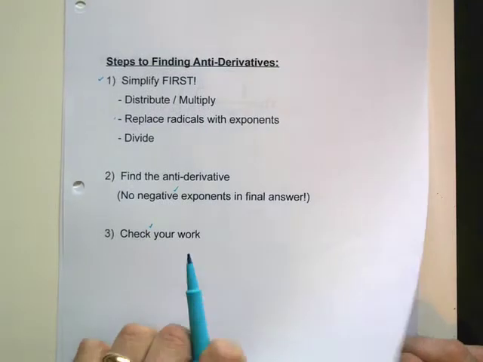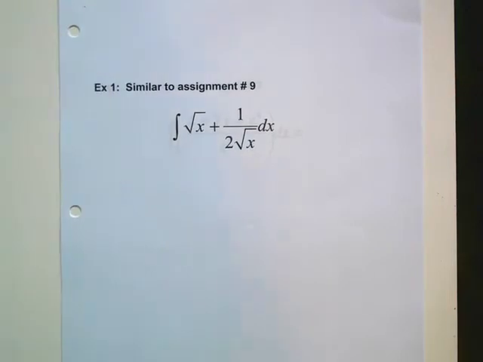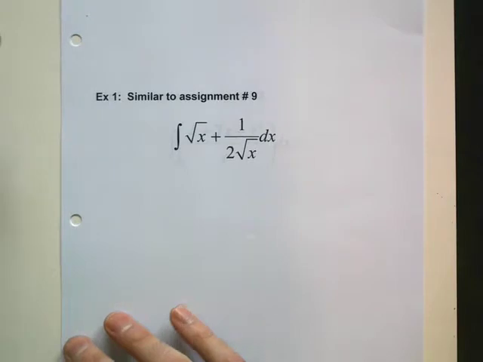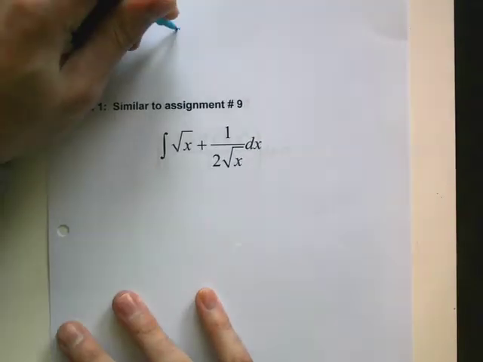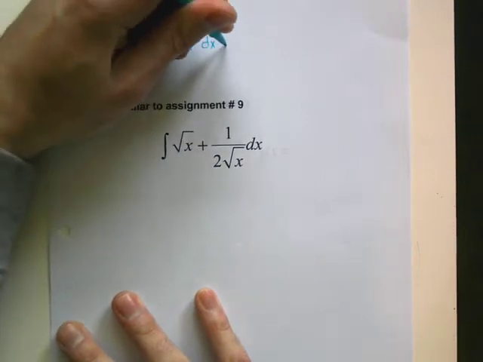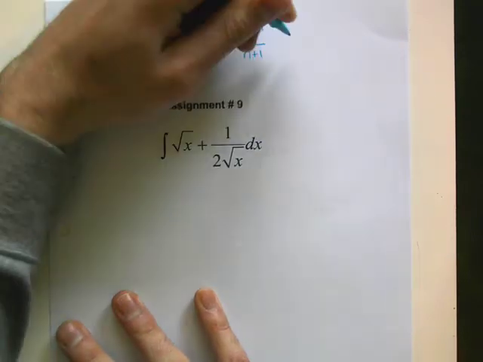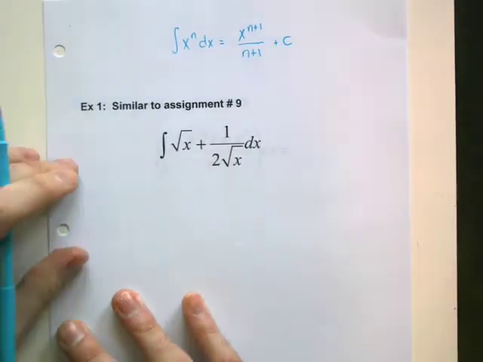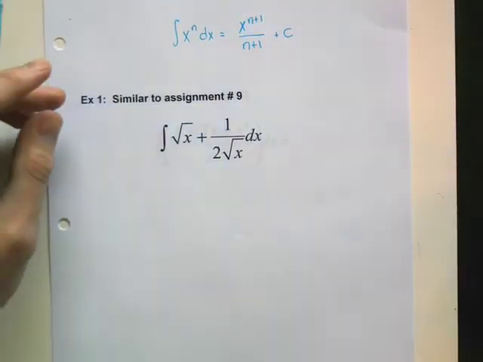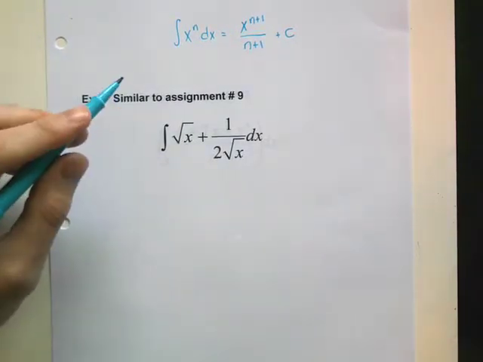I'll go through 3 examples today, and I'll try to tie them to a problem on your assignment. This one would be similar to number 9. At the top of your notes, make sure you have our basic power rule that we'll be working with all week, which we talked about yesterday. The first one says find the antiderivative of square root of x plus 1 over 2 square root of x dx.